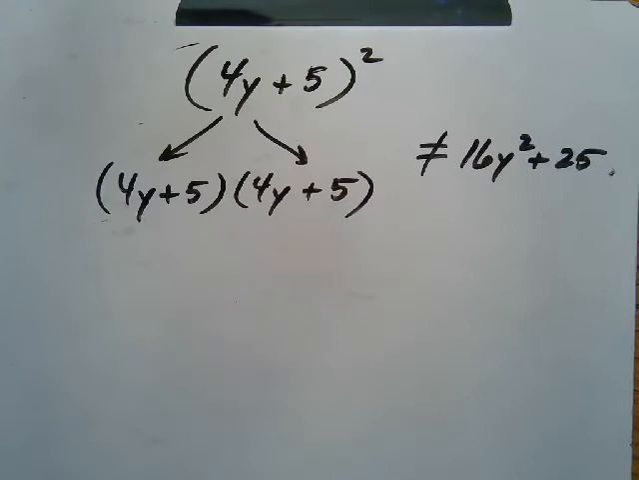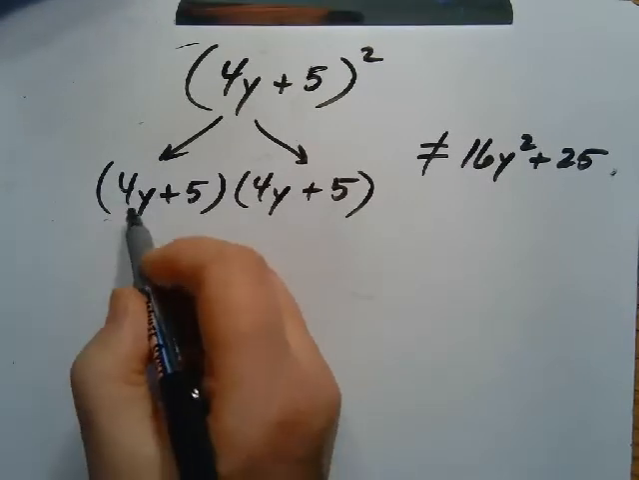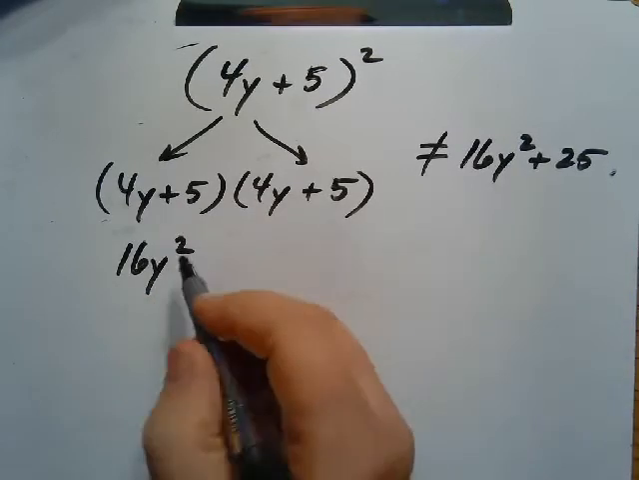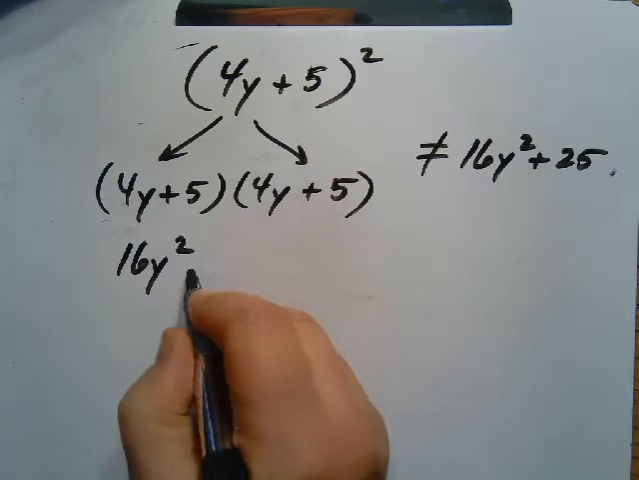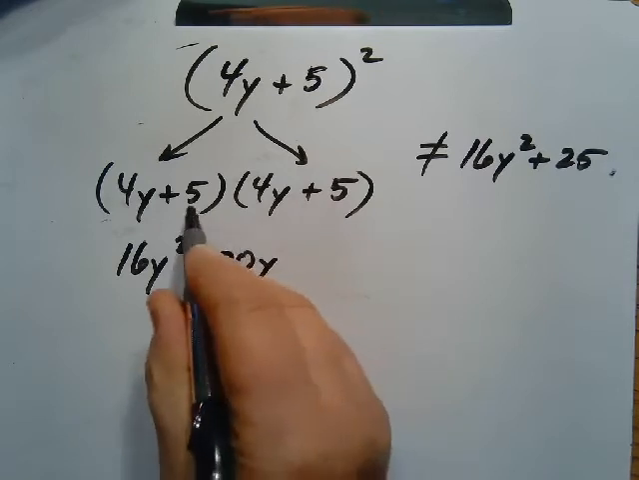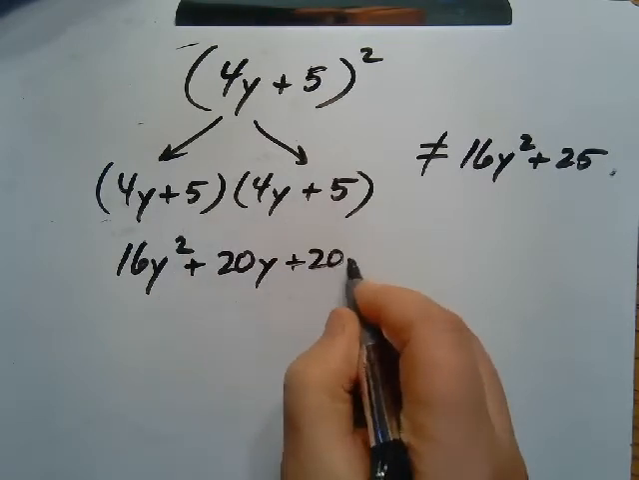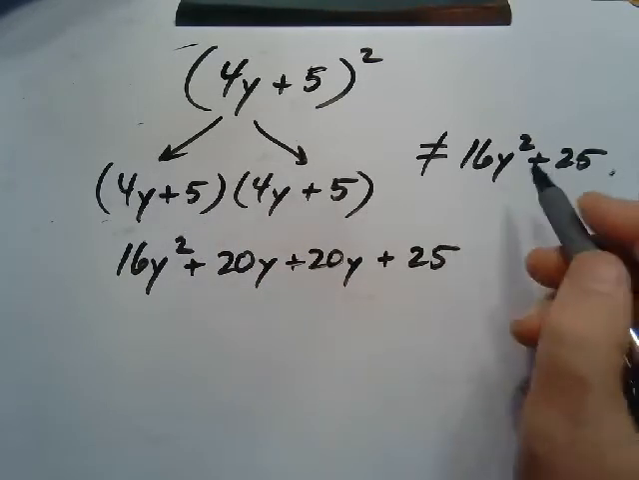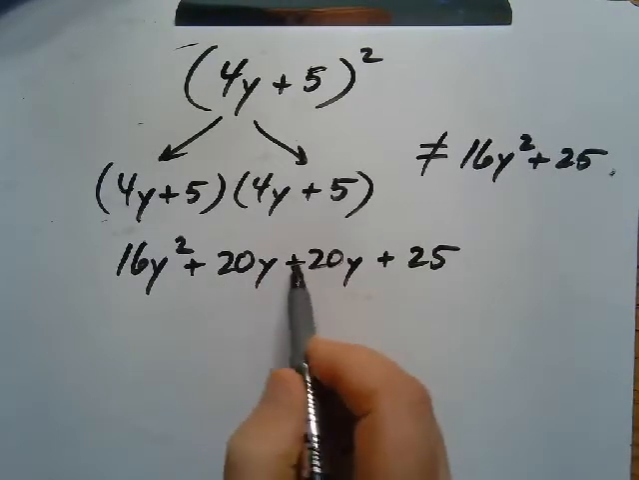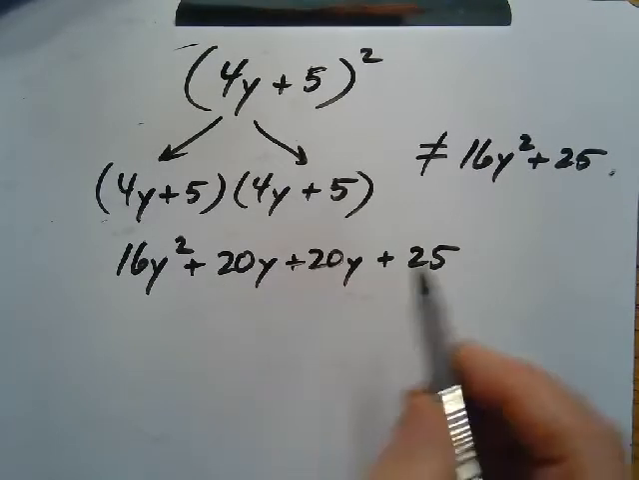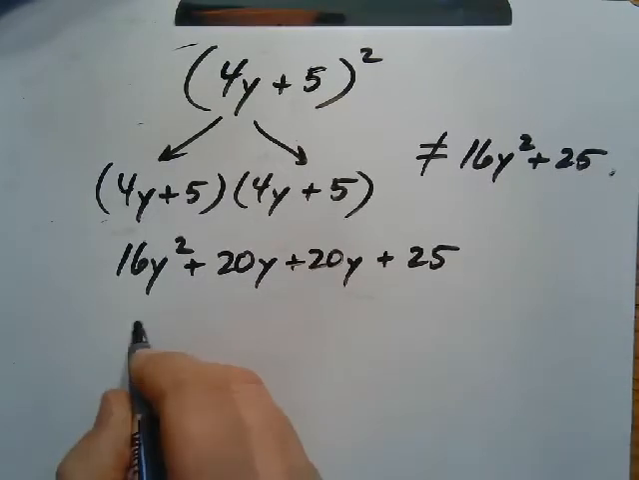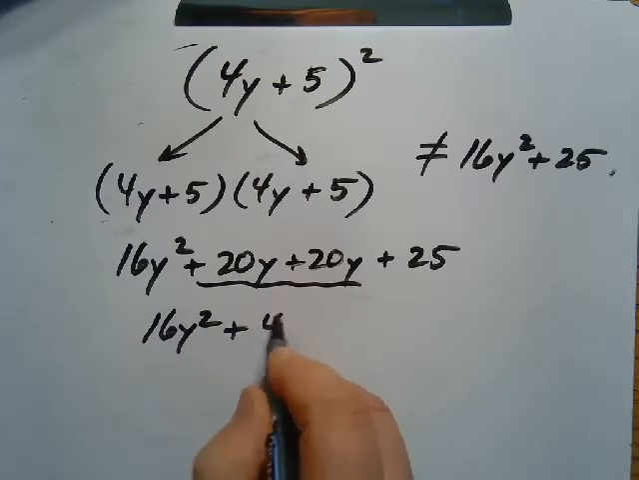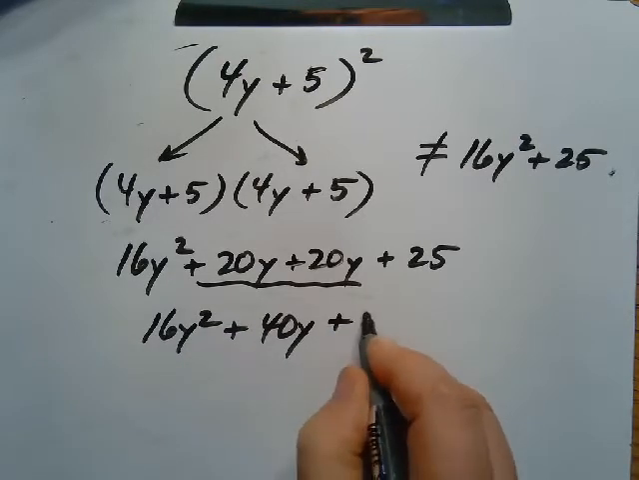Now we will FOIL this. First, 4y times 4y is 16y squared. The first term's the same. Outer would be 20y. Inner would be another 20y. Remember I said those were going to be the same. And last, 5 times 5 is 25. Notice that the first and last terms are the same, but there were no middle terms. Those are missing. That's why this is wrong. We've got to get those middle terms. So now we're going to add these together. That's 16y squared plus 40y plus 25.